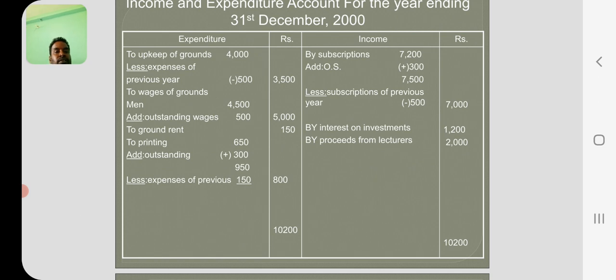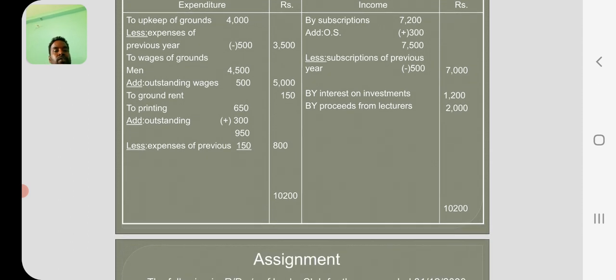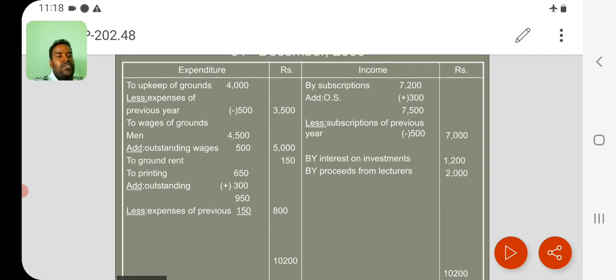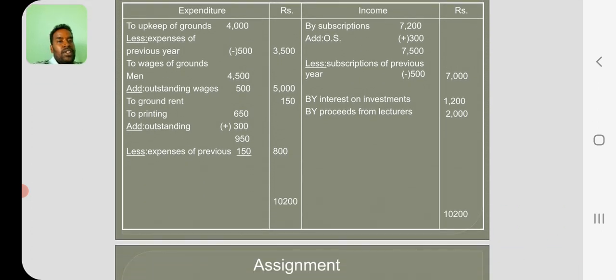500. Net is 3000. To wages of groundsmen, 4500. To outstanding wages, 500. 5000. Ground rent, 150. To printing, 650. Outstanding, 300. 950 plus, expense of previous year 150 to be deducted, 800. By subscription, 7200 minus 300 outstanding plus 300, 7500 minus subscription of previous year, 7000.